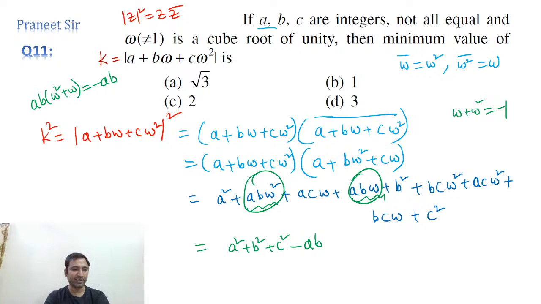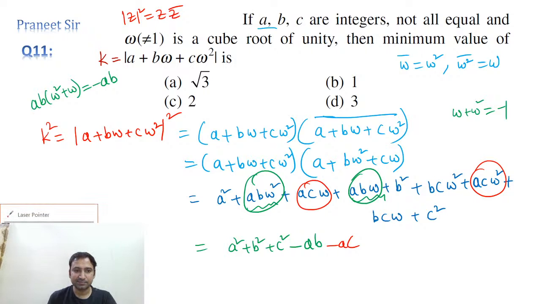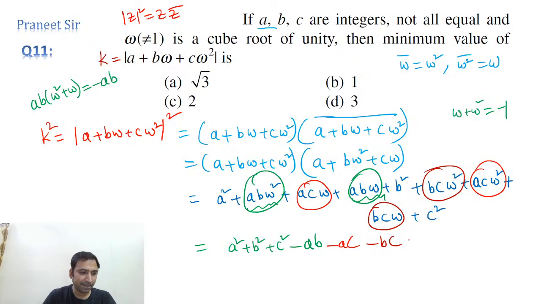Sum of the cube roots of unity is 0, so 1 plus omega plus omega square is 0. Omega plus omega square is minus 1. Now same way, can I calculate AC omega and AC omega square as minus AC? And can we write BC omega square and BC omega as minus BC? Can we write it like this? Yes, perfect. So this is what we're getting.